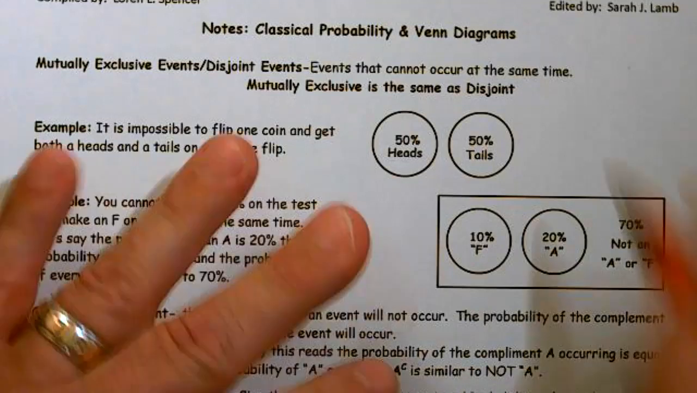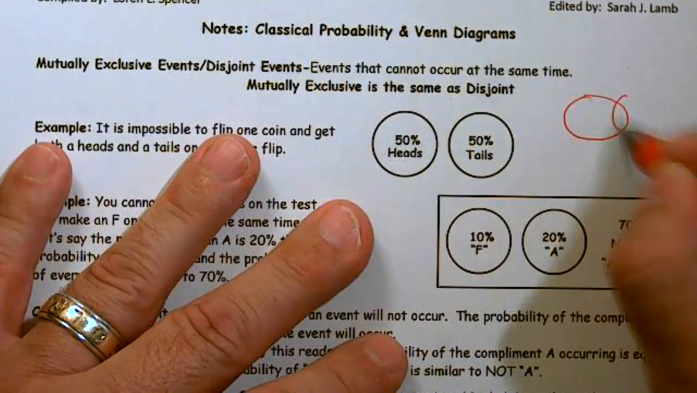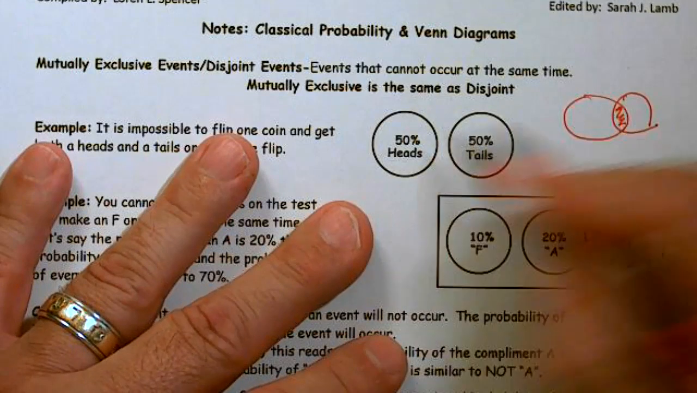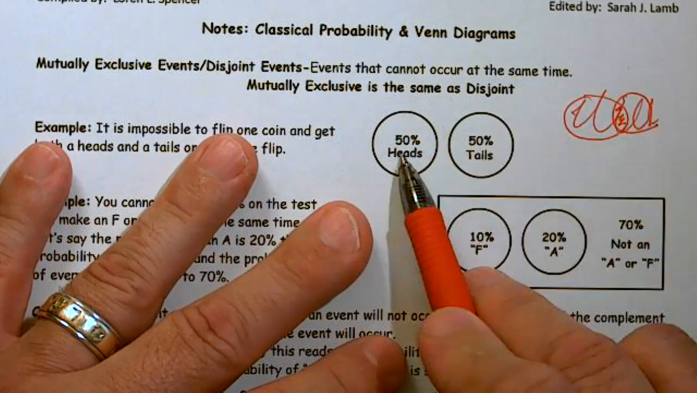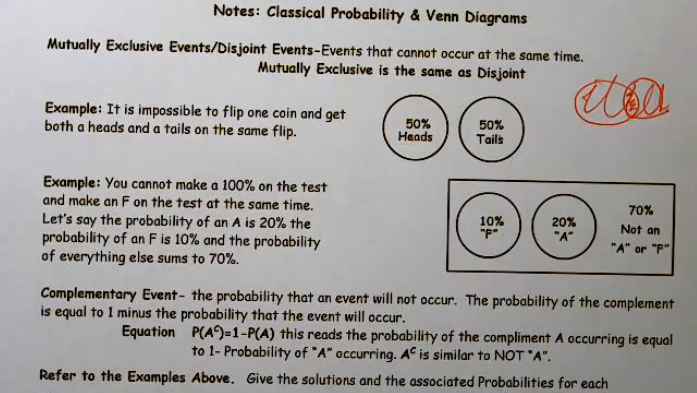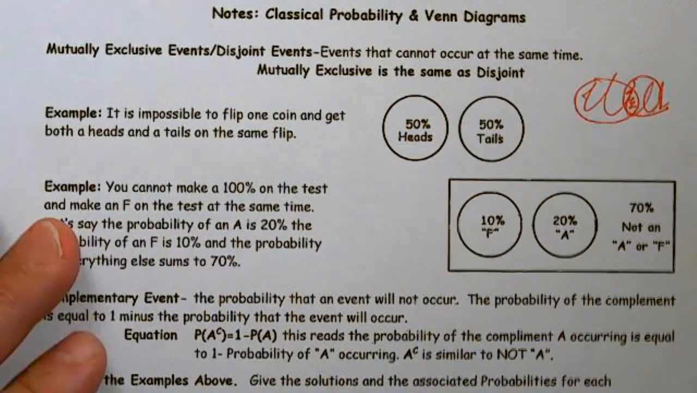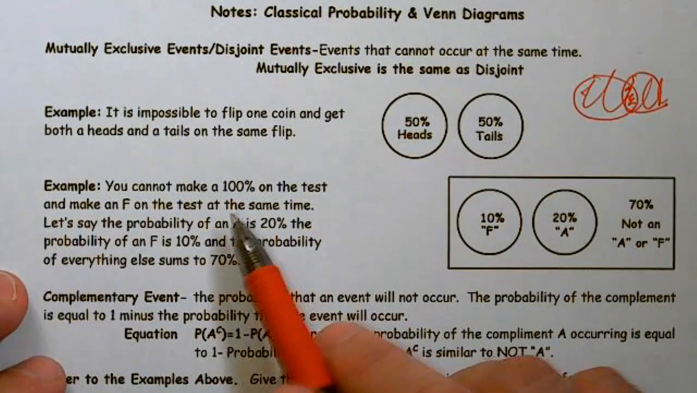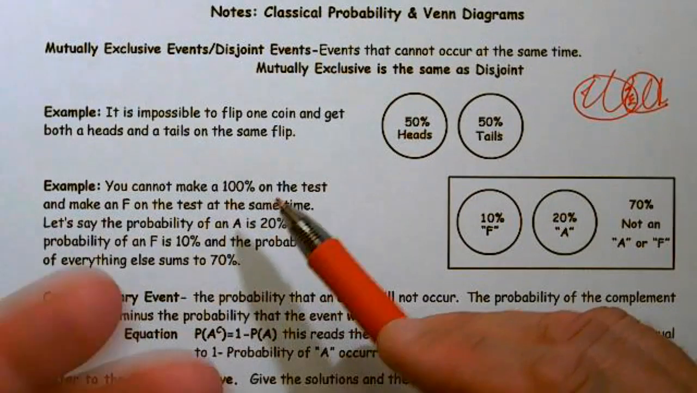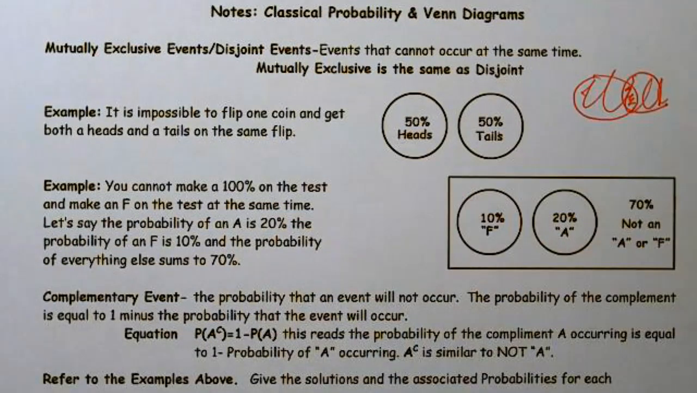It is mutually exclusive. If it were not mutually exclusive, there'd be an overlap. But in this case, you either get heads or you get tails. You can't get both. And because you can't get both, this would be a mutually exclusive event or a disjoint event. Also, you can't make 100% on the test and make an F on the same test at the same time. You either got an A, a perfect score, or you made an F. You couldn't have gotten both.